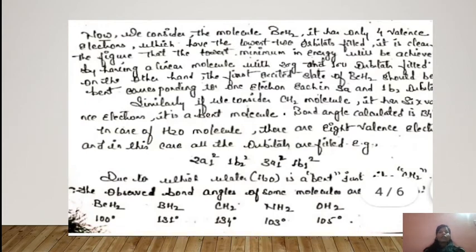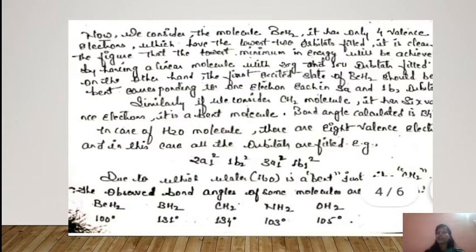So now we consider the molecule BeH2. Here BeH2 contains 4 valence electrons, 2 of beryllium and 2 of hydrogen. It has only 4 valence electrons, which have the lowest two orbitals filled. It is clear from the previous figure that the lowest minimum energy will be achieved by having a linear molecule with 2 sigma g. Here BeH2 can be taken as linear at 180 degrees, and by bending the molecule it can be taken as bent.